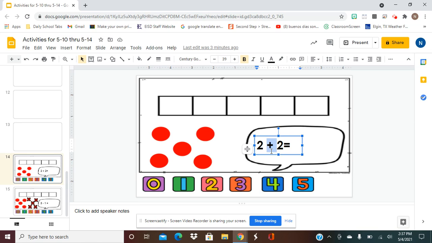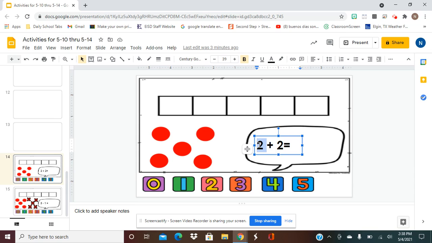That one is a plus sign. So the plus sign gives us a clue that are we going to be adding everything together or are we going to be taking away? We're going to be adding everything together. So now that we know that this is going to be an addition sentence, let's start reading it. This is 2 plus 2 equals something.